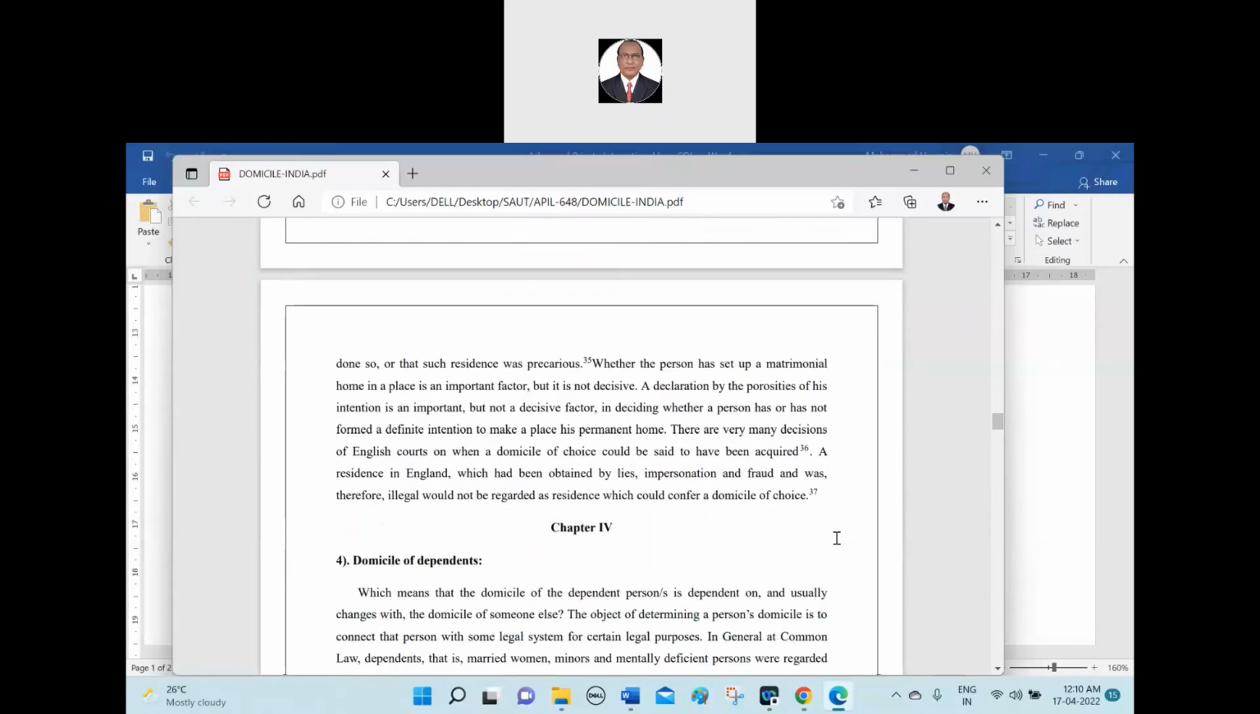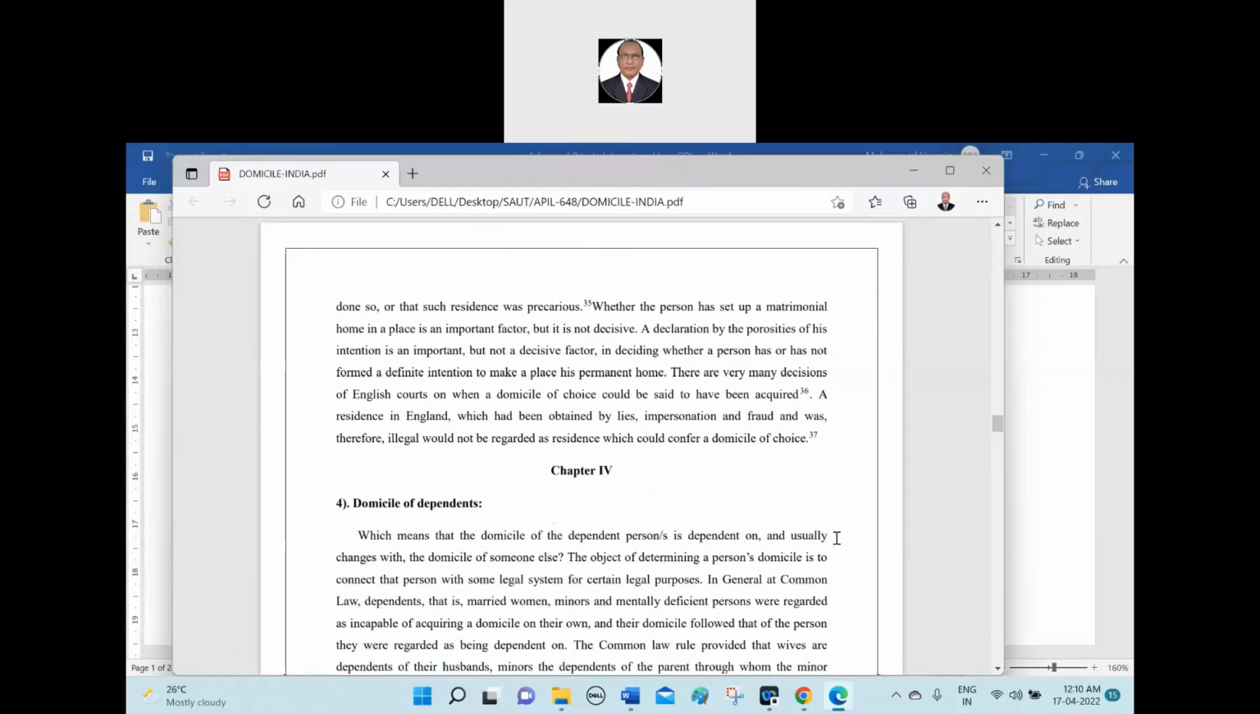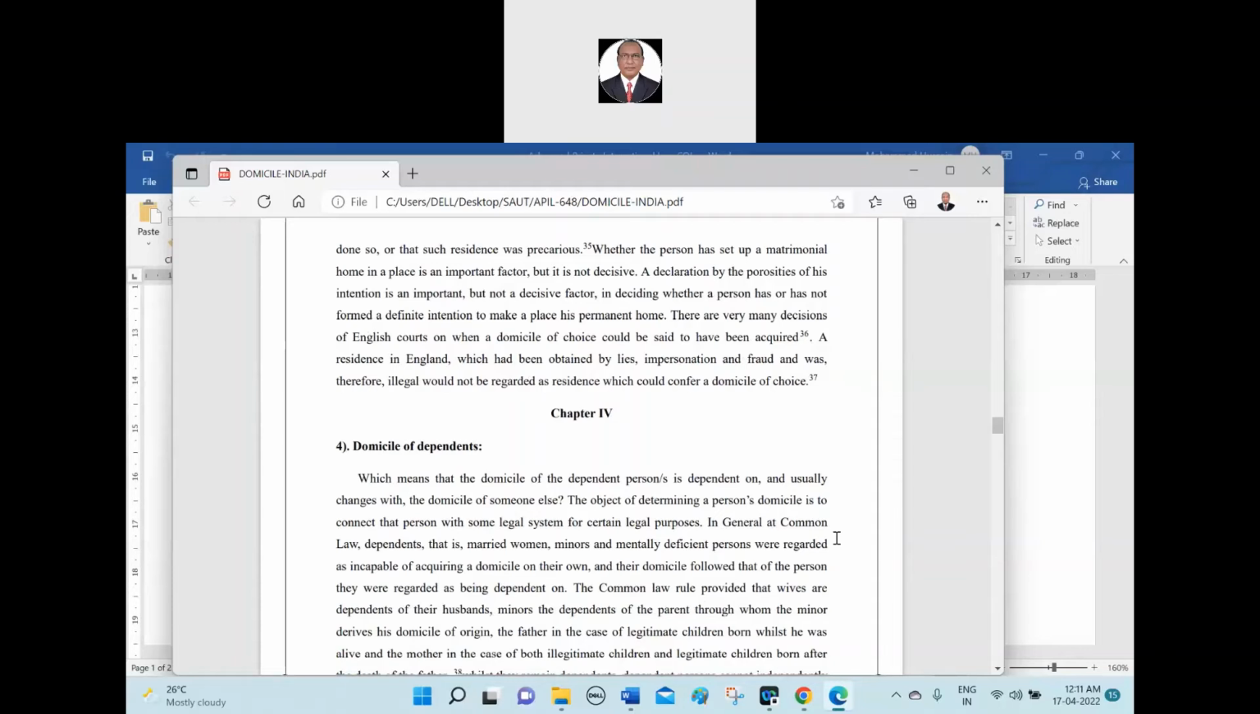Now let us see the domicile of dependents. Who are the dependents? Can you tell me? Sir, neighbors, friends, relatives. Who are the dependents? One depending on someone else.